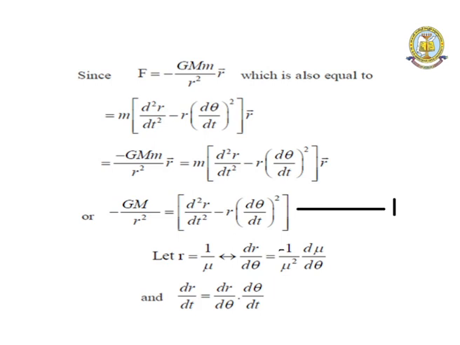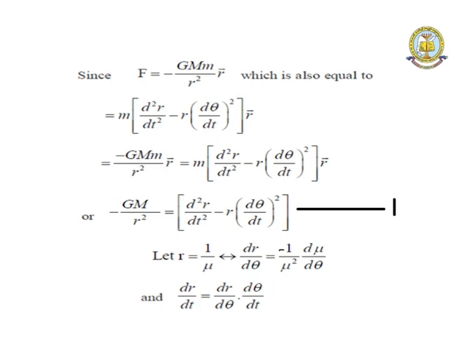So this is r equal to 1/u, the derivative with respect to theta. So differentiating this r value, dr/dθ is equal to -1/u² du/dθ. So here differentiating 1/u is equal to -1/u². So here u with respect to theta, du/dθ. Here dr/dt, you can write dr/dt is equal to dr/dθ into dθ/dt. So these dθ are cancelled, that is equal to dr/dt.